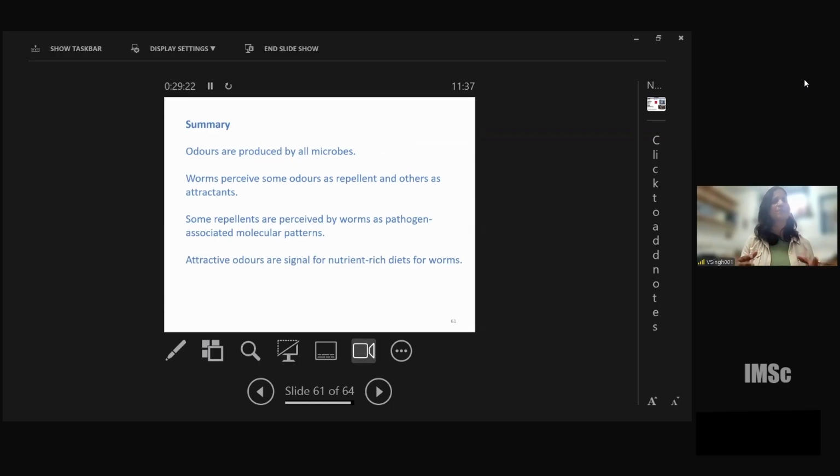They perceive some odors as repellent and some as attractant, and this is similar in all organisms, including humans. Some repellents are perceived as pathogen-associated molecular patterns, and these are really important to identify because we can use them to induce a favorable immune response, while the attractive odors are signals for a nutrient-rich diet for worms.